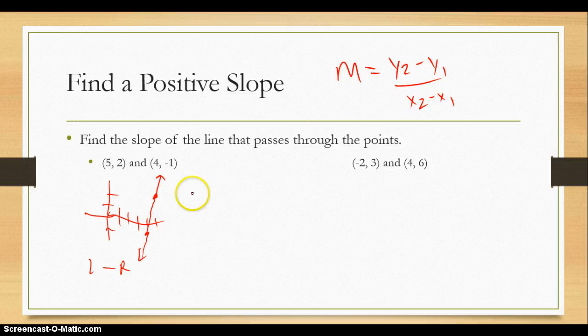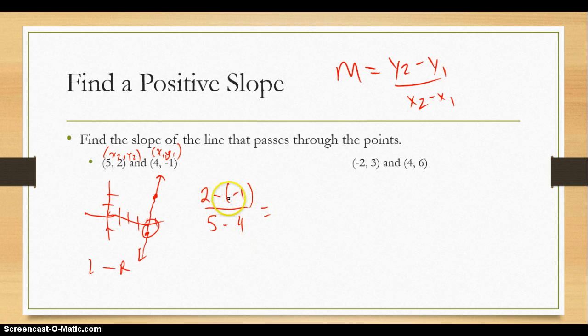So plugging our numbers in, we know that this is going to be our x1, y1, and this is going to be our x2, y2. So just plug the numbers in now. y2 is 2 minus y1, which is -1, over our x2, which is 5, minus 4.